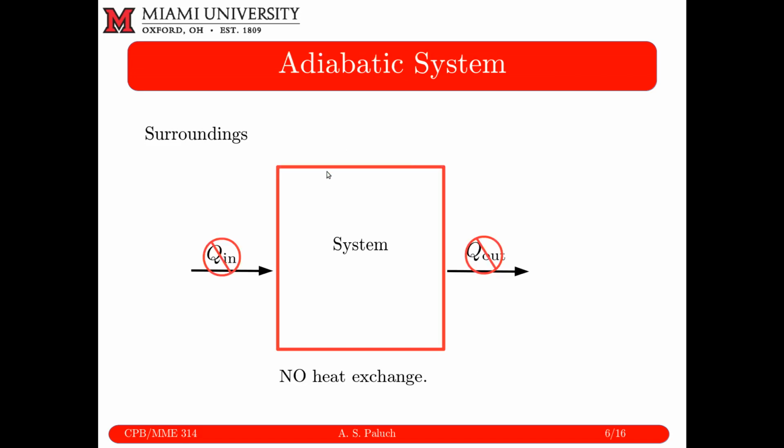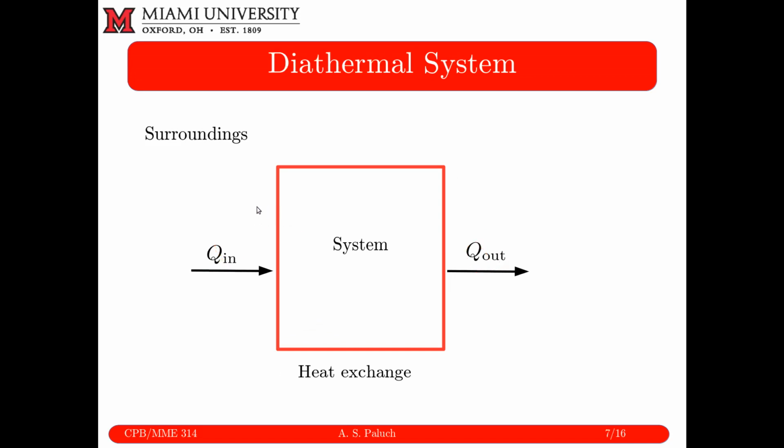In an adiabatic system, the idea is that there's no heat exchange between my system and my surroundings. On the other hand, if I have a diathermal system, then I'm able to exchange heat. Heat is able to pass through my boundary. So in a diathermal system, there's heat exchange between my system and surroundings.